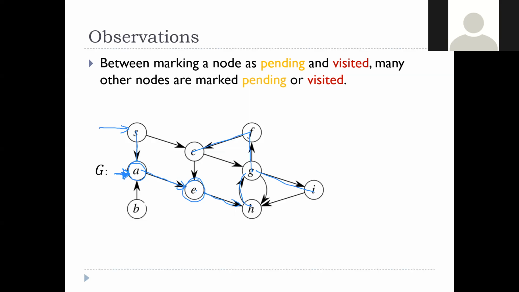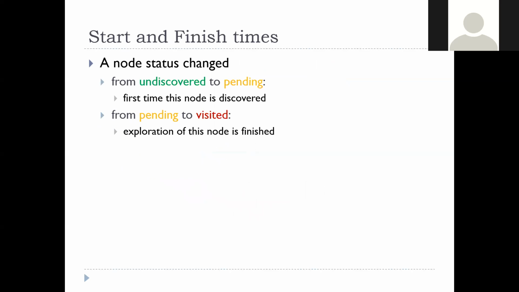The first time we discover V, we change its status from undiscovered to pending. Then, to change from pending to visited, namely finishing exploring A, is going to take a while, and in between we will visit many other nodes and update their status to pending or visited and so on. Recall that a node's status can change either from undiscovered to pending or from pending to visited.